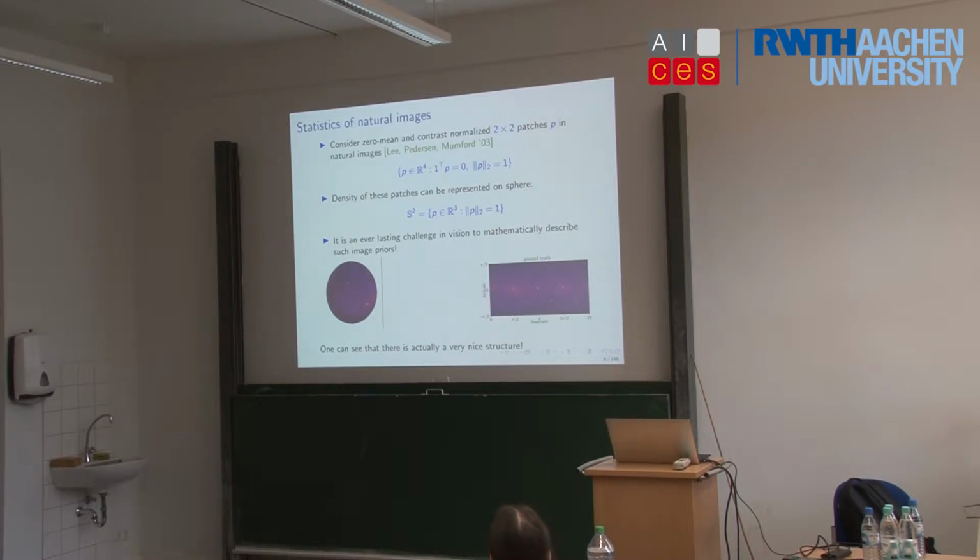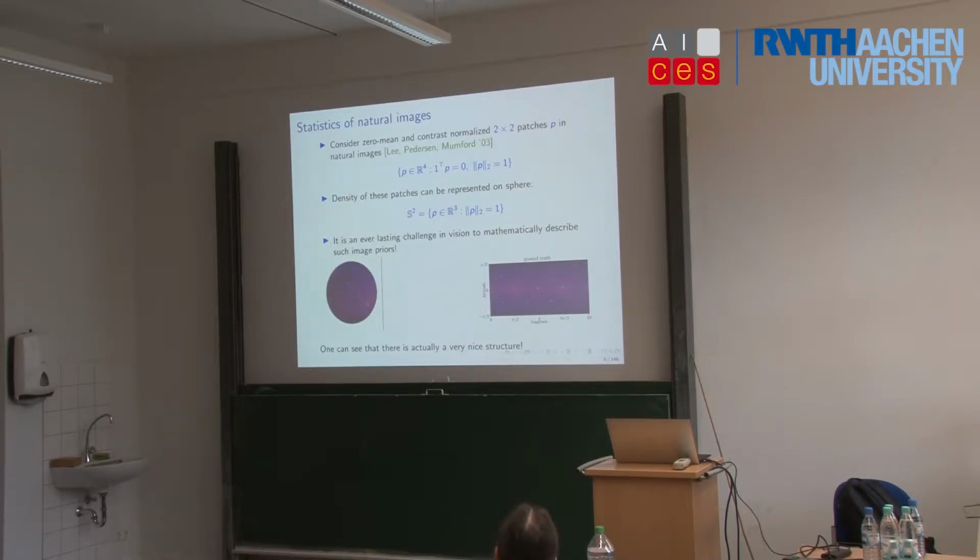So with this we can actually visualize the density of different patches on the surface of the sphere here. The brighter structures correspond to more frequent patches, and the darker regions correspond to less frequent patches. You can also unroll this surface, and you see there's a lot of structure. So 2 times 2 patches of natural images are not arbitrary. There's a very nice structure here. This usually corresponds to rotations, because if you have an image edge, you have a rotated edge, and so on.